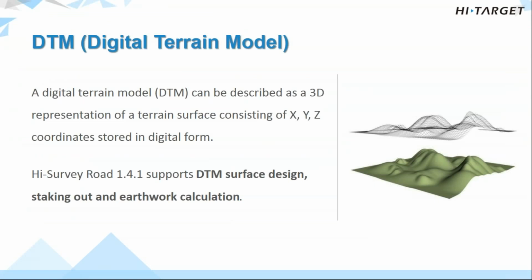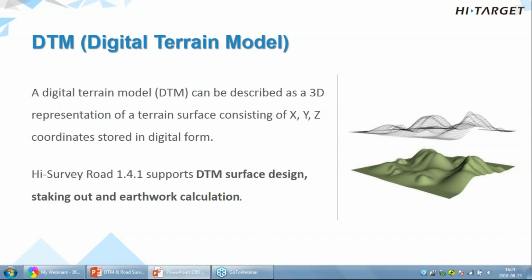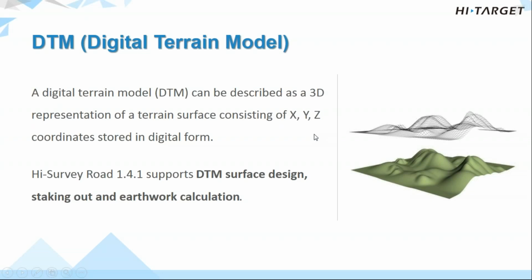So we will talk about what is a DTM. DTM is the abbreviation of digital terrain model. So it has the coordinates in plane and also has the height. And in the application, users usually input the points to get the DTM grid. You can collect the point and also you can just import the point. You can import the TXT or CSV or other formats. When the point is ready, then you can use the software to get a DTM for the staking out and earthwork calculation. This is why we use the DTM in the Hi-Survey Road 1.4.1.